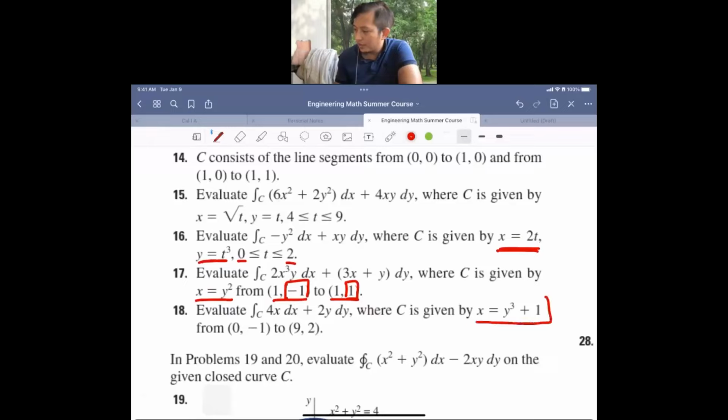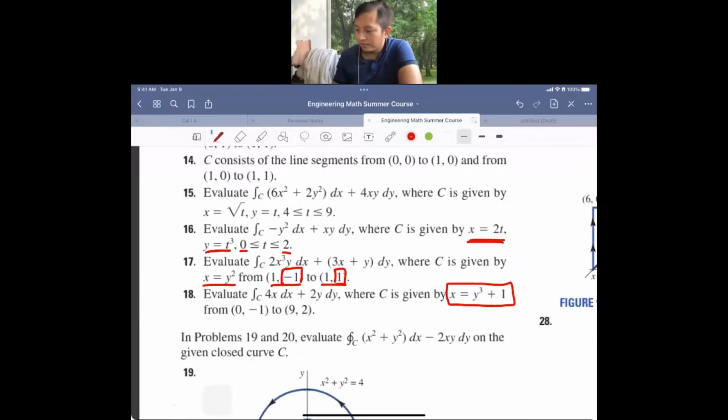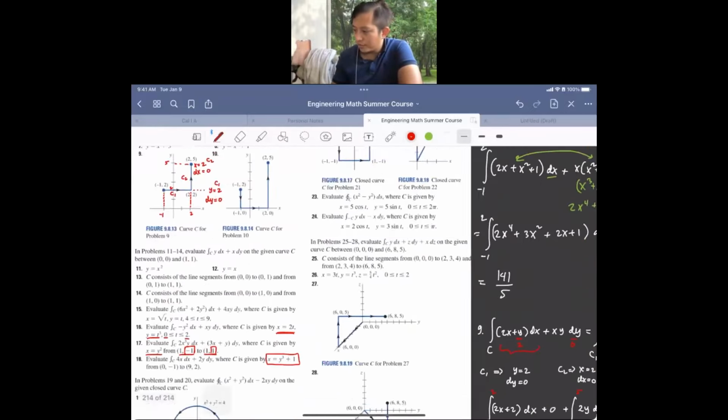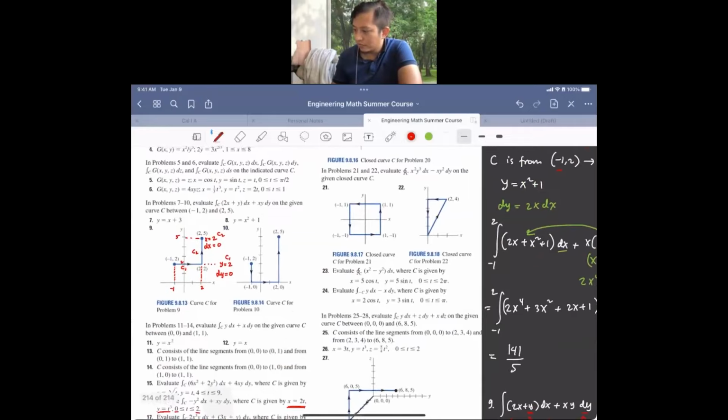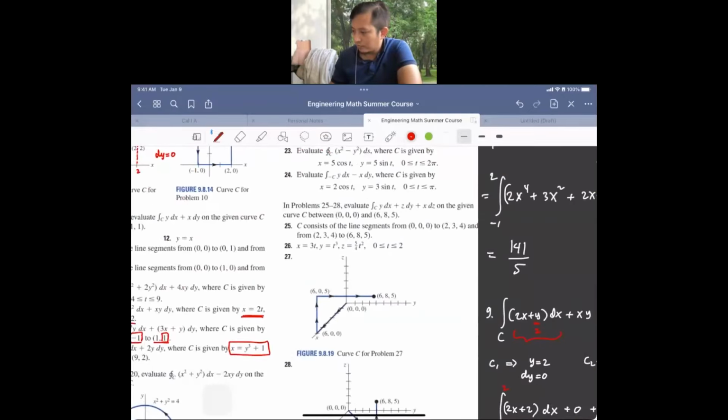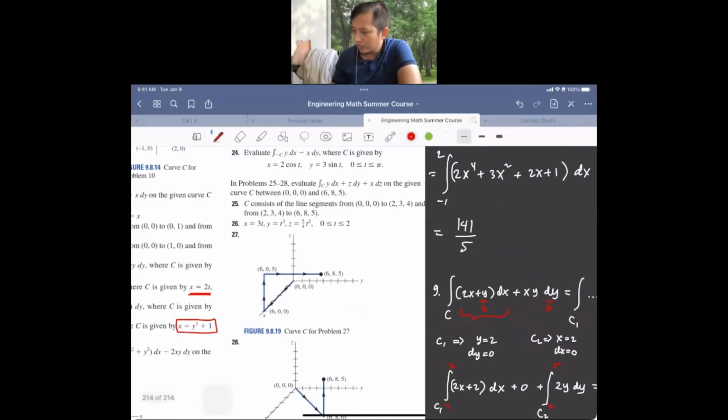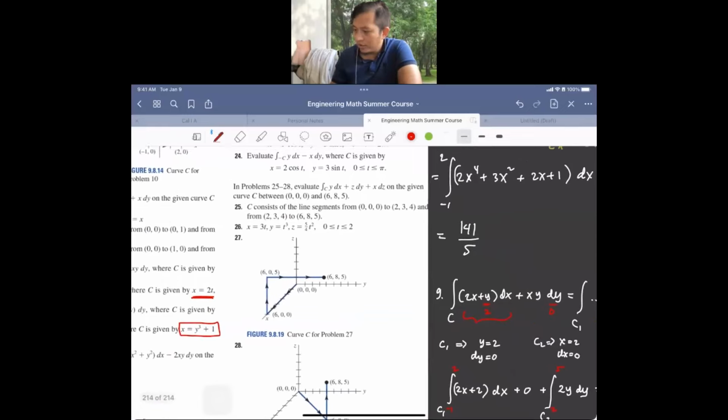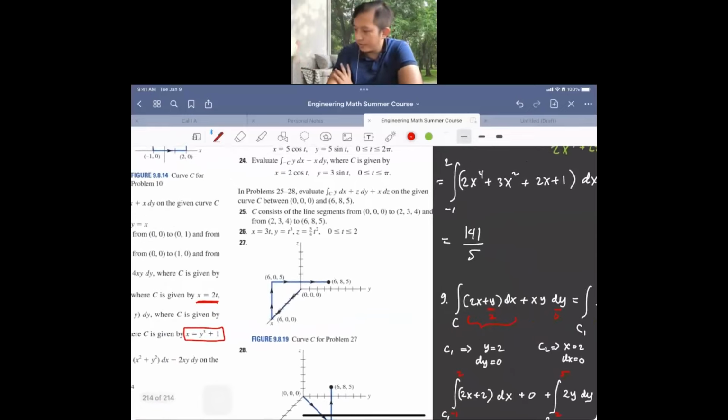And then I think number 18 is also similar, right? You have this as your substitution, so you could substitute x with y cubed plus 1. I think it's easy to substitute. Okay, I think it's also okay. Maybe going to number 25 or 26. But let me check what kind of question this is.